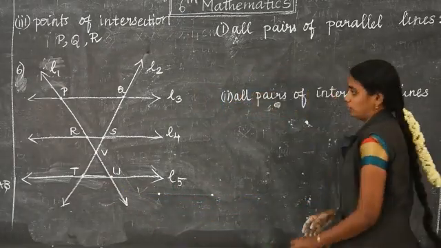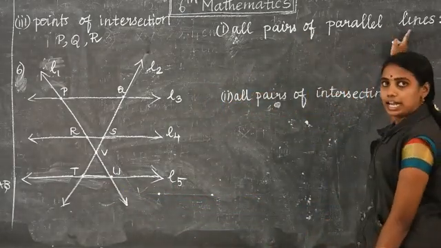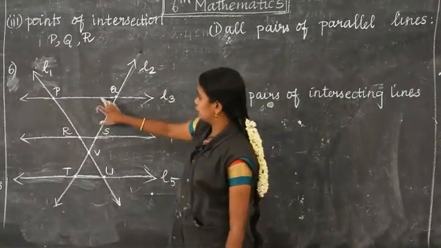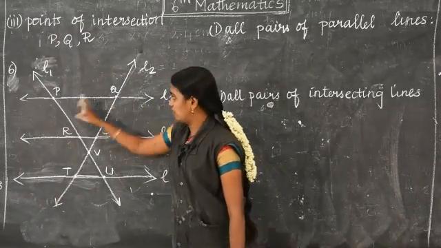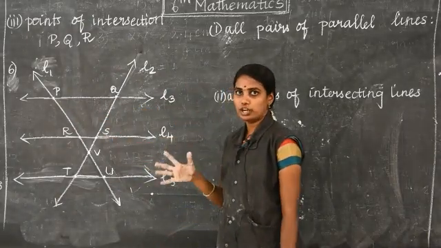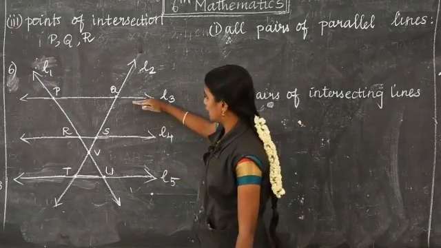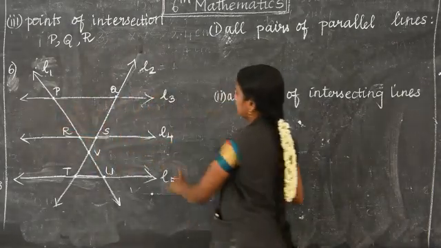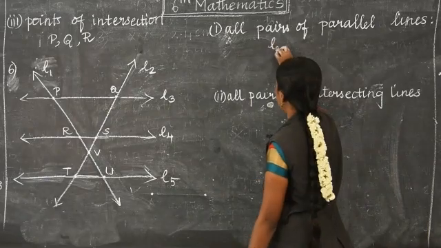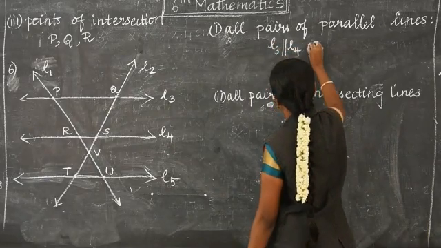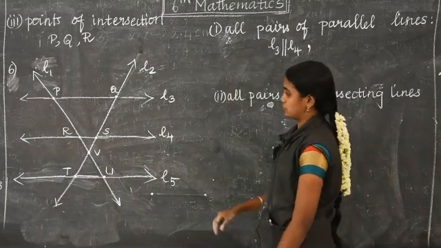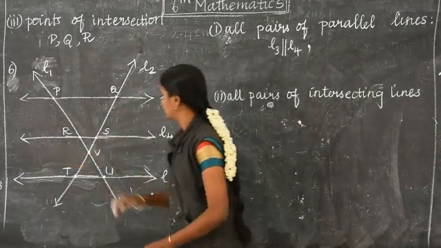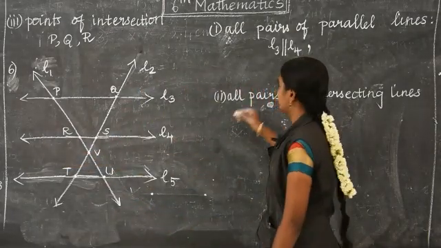Now go for option 1. All pairs of parallel lines. We are going to compare the lines. First we can go for L1 and L2. L1 and L2 is intersecting, so it's not parallel lines. Next go for L3 and L4. L3 and L4 distances are same, so we can tell that they are parallel lines. So L3 parallel to L4. Next, L4 and L5 we can compare. Distances are same. So you can tell L4 and L5 are parallel.